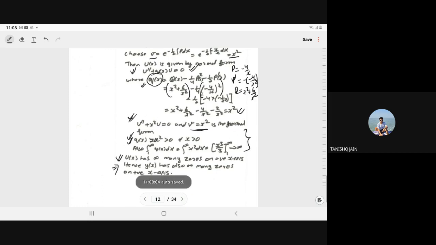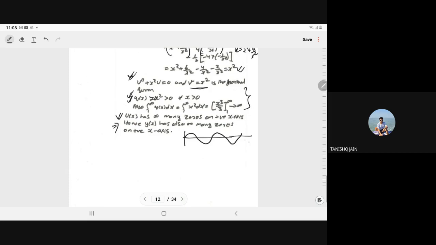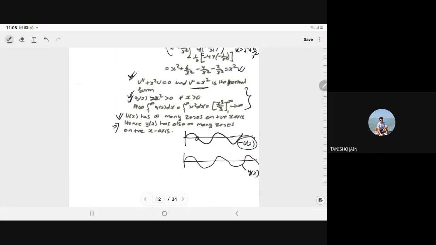That is the main use of the normal form: whatever the nature of u, if its solution is oscillating, the same nature will be there for y(x). If you draw the graph of y(x), the same nature will come. Here we have proved that u has infinitely many zeros, and the same number of zeros will be there for y(x) also. That is the utility of the normal form.